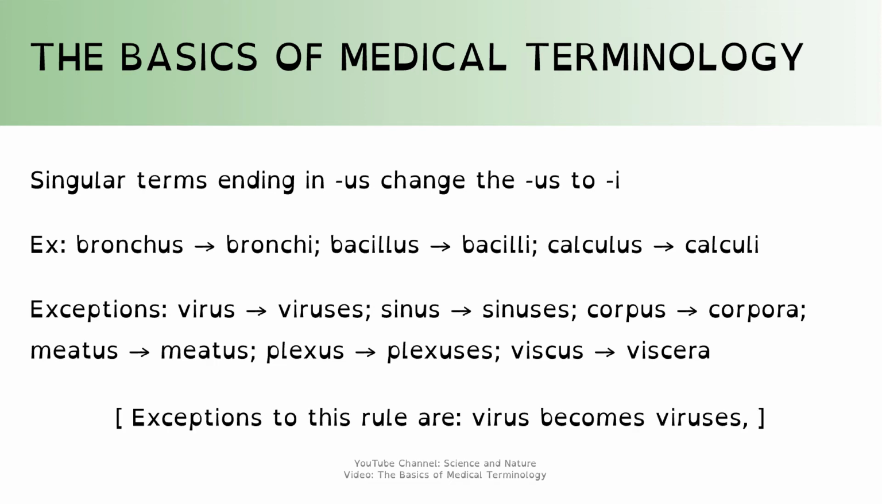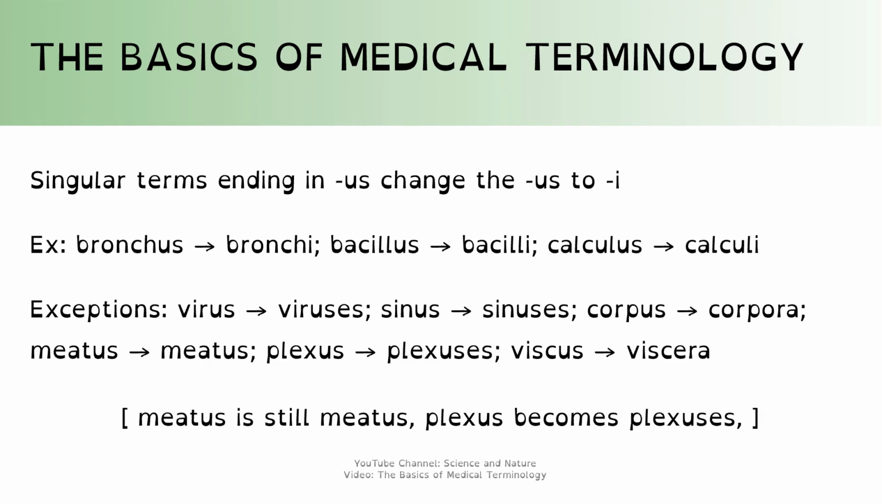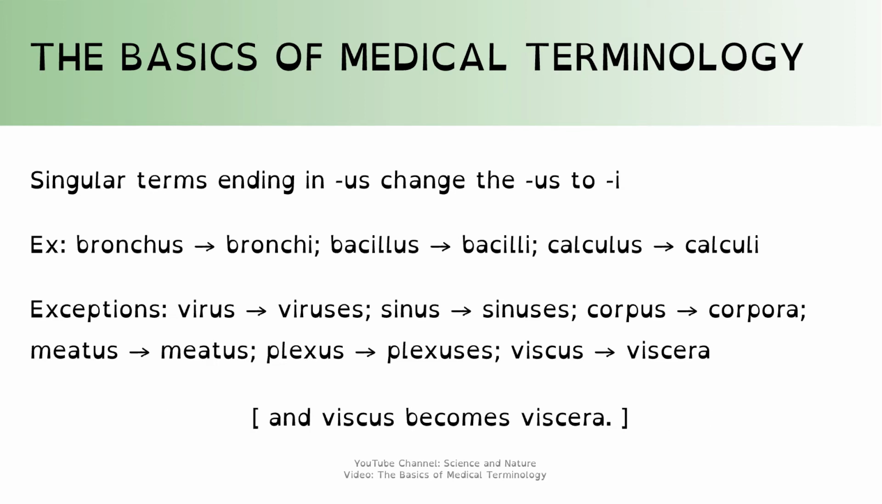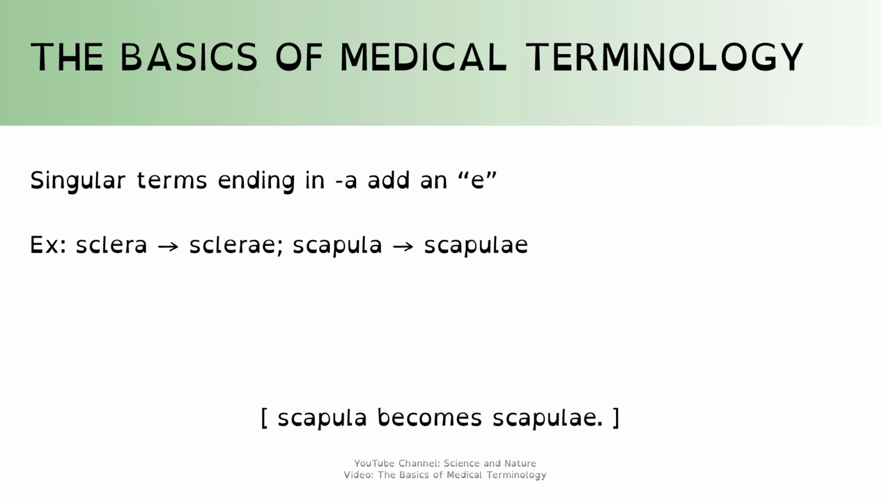Exceptions to this rule are virus becomes viruses, sinus becomes sinuses, corpus becomes corpora, meatus is still meatus, plexus becomes plexuses, and viscus becomes viscera. Singular terms ending in a add an e. For example, sclera becomes sclerae, scapula becomes scapulae.